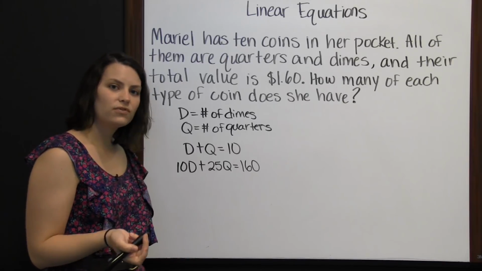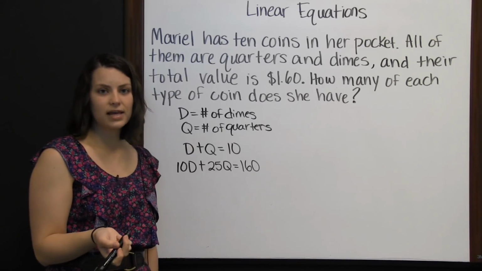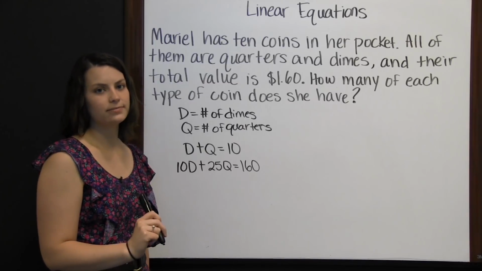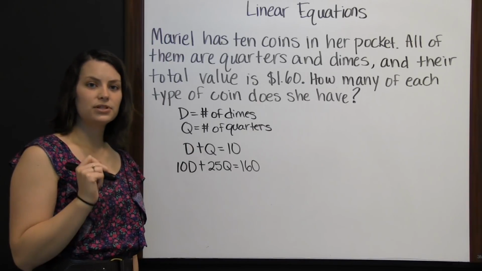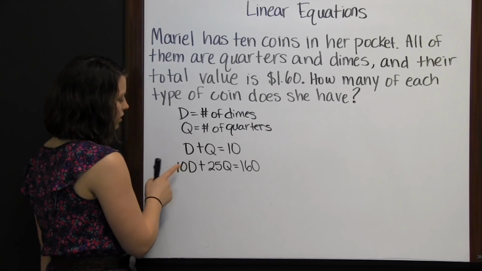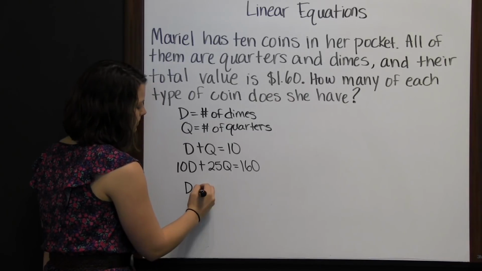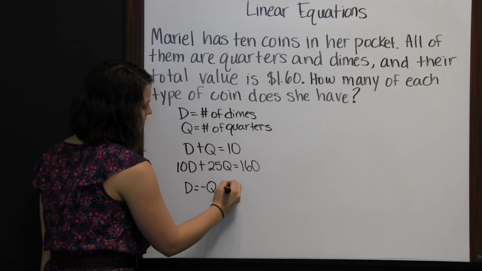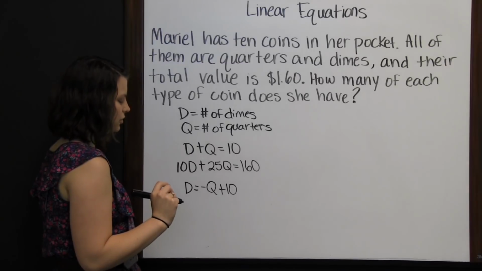Now to solve this system, we've got 3 options. We could graph both of these and see where they intersect. We could use substitution or elimination. And it's your choice. For this particular problem, I'm going to use substitution. So I'm going to solve for D in my first equation so I can substitute it in my second equation. So D is equal to, and I have to subtract Q from both sides, so negative Q plus 10. To solve for D, subtract Q from both sides, and you get negative Q plus 10.